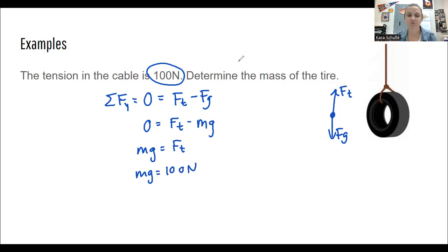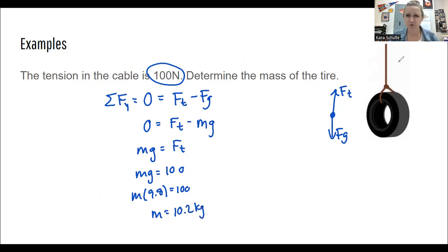100 newtons. You can just plug in the 100, or you can leave your units in there. And we know g on Earth is 9.8 or 10. You can use either one of those. I'm using 9.8 just to be a little bit more precise, which gives me 100 divided by 9.8. And we have a mass of 10.2 kilograms for my tire.